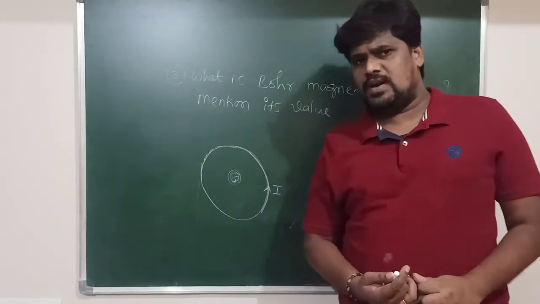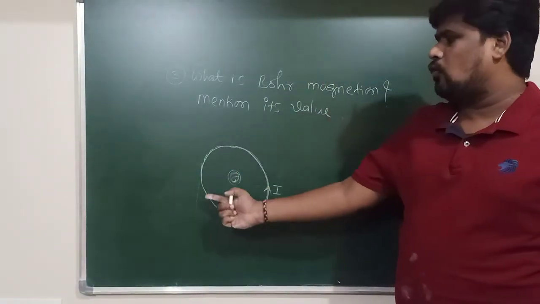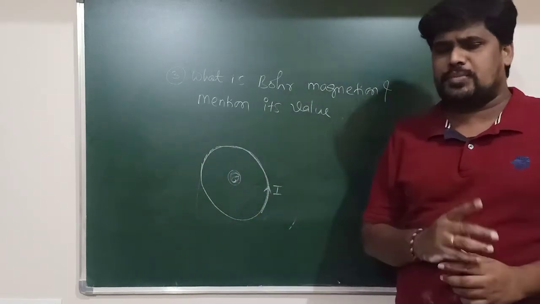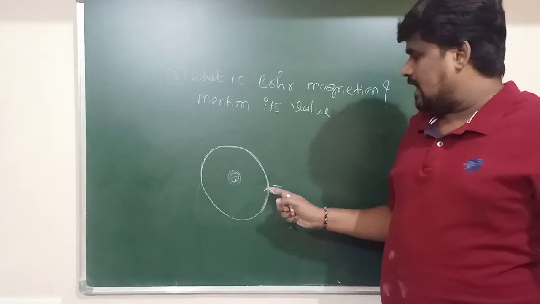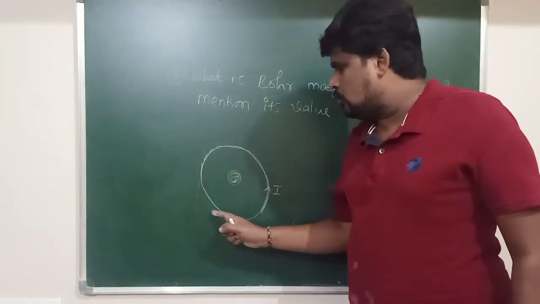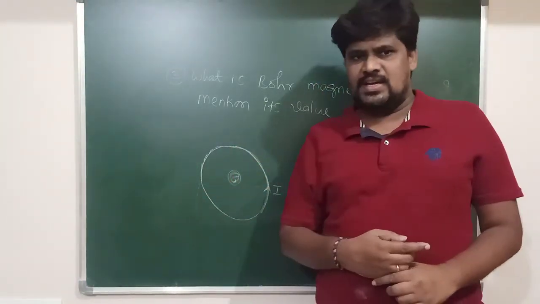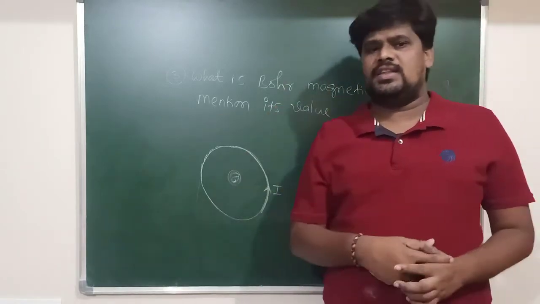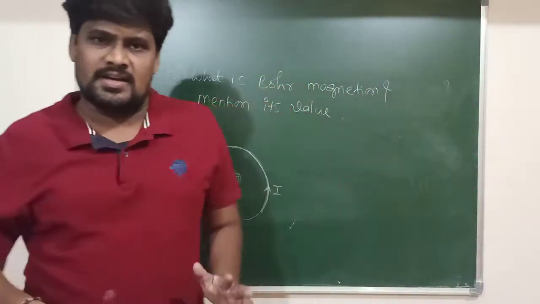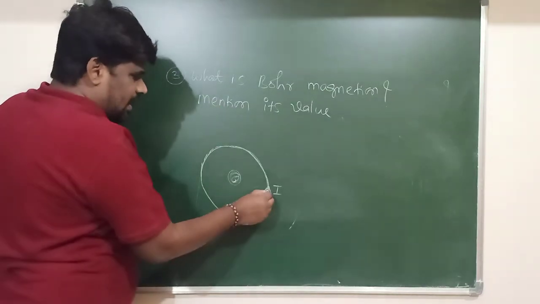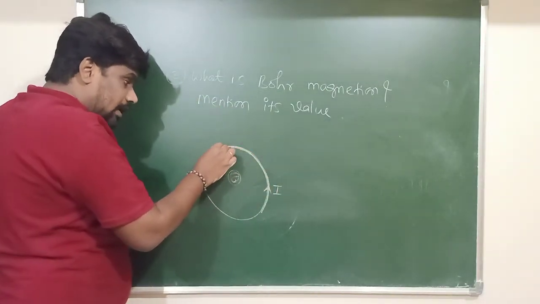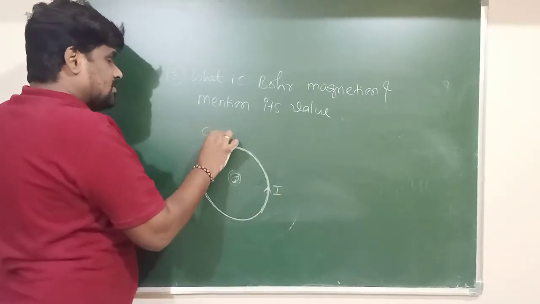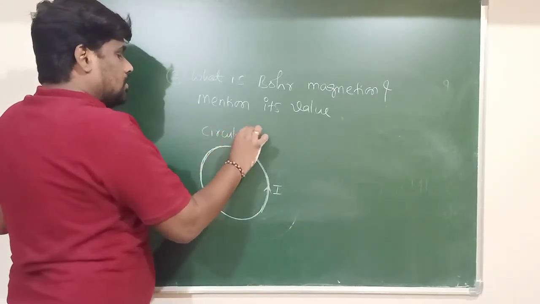What is the definition of electric current? Rate of flow of charge, or motion of a charge, will always produce a current. When the electron is continuously moving around the nucleus in a circular orbit, in that orbit definitely there exists a current. If there exists a current, whatever the orbit you are considering, that orbit behaves as a circular loop.